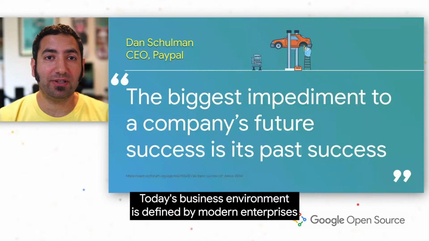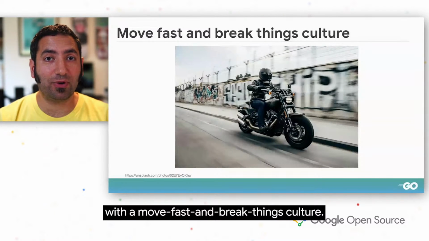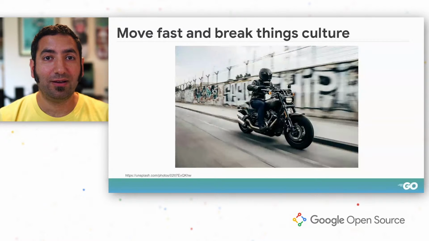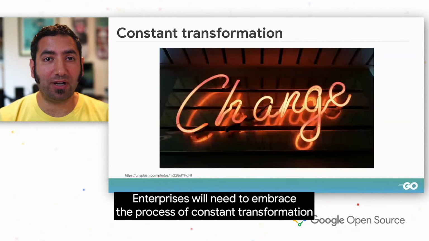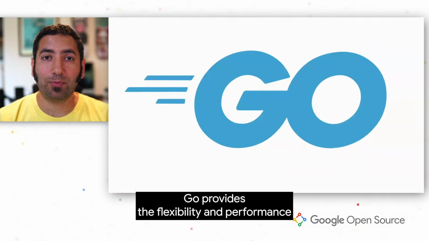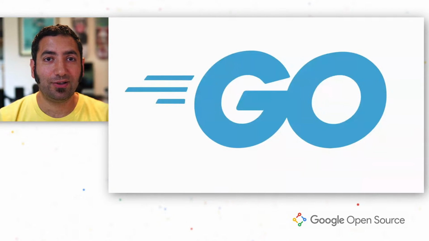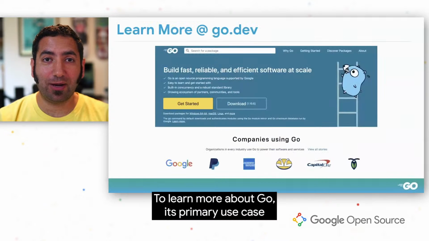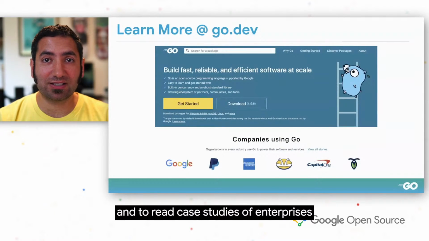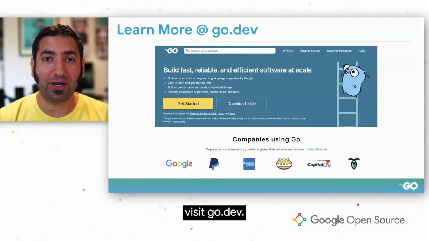Today's business environment is defined by modern enterprises with a move fast and break things culture. Enterprises will need to embrace the process of constant transformation to remain relevant. Go provides the flexibility and performance to assist organizations with application modernization efforts. To learn more about Go, its primary use case, and to read case studies of enterprises who have transformed their organizations, visit go.dev. Thank you.